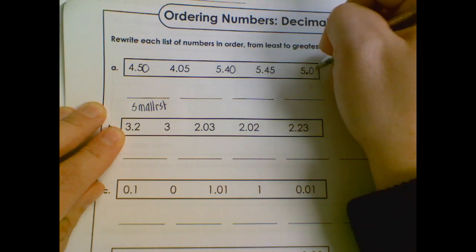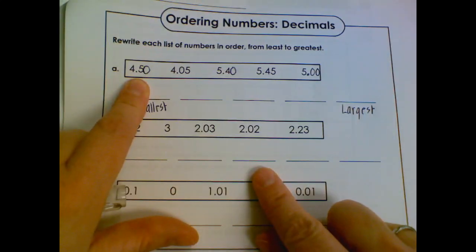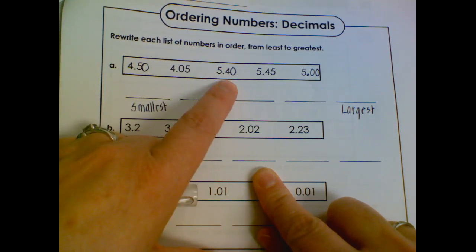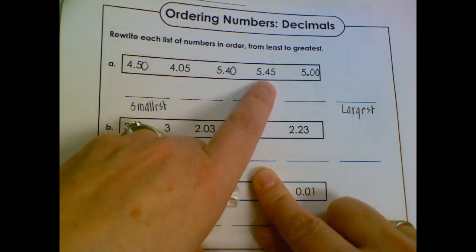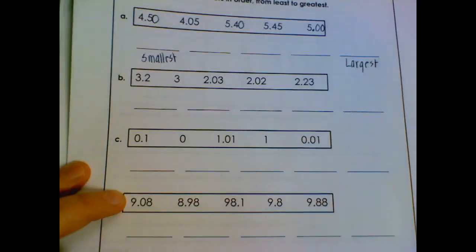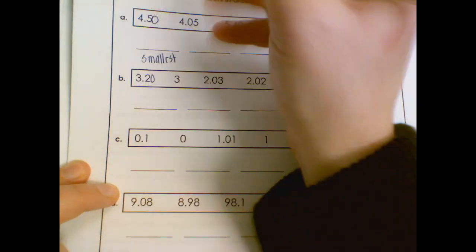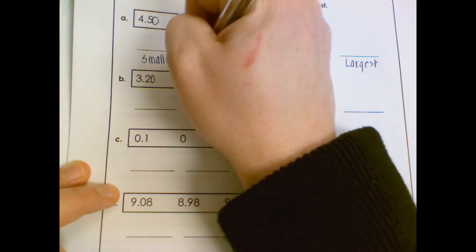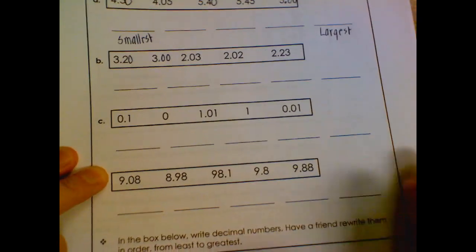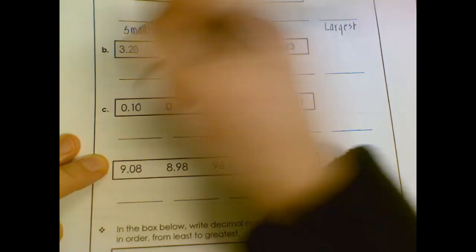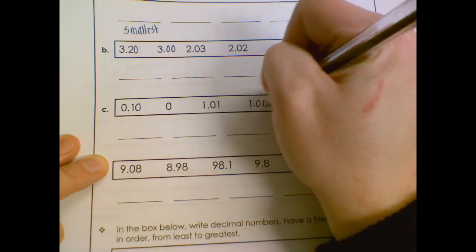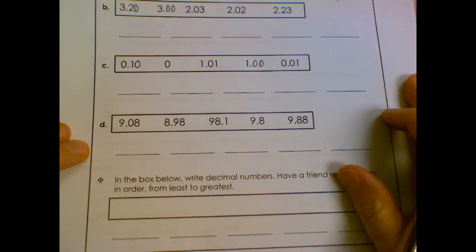Put a decimal. So this would be $4.50, $4.05, $5.40, $5.45, and $5. I'm going to set up my paper by adding zeros where they're needed. That way, it will make it easier for some of you. 0, I'm not touching that. Okay. But for some of you, this is a really good strategy.